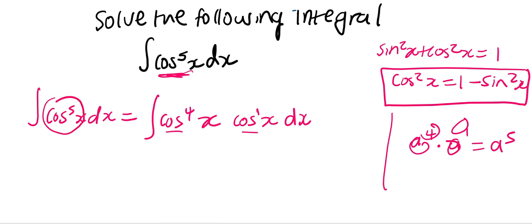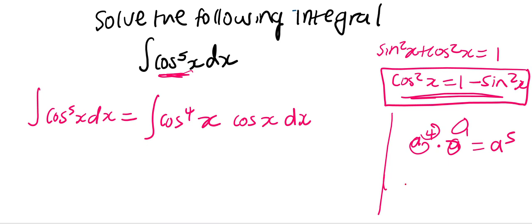Okay, now let's continue. So we can see that if the power is odd, we have to use this identity here. And when do we use this identity? If we have cos squared x. Now here we don't have cos squared x, meaning that we have to rewrite the even part such that it has a power of 2.